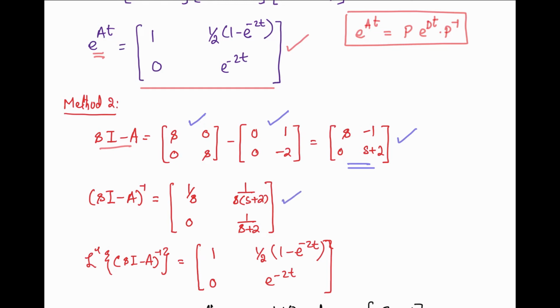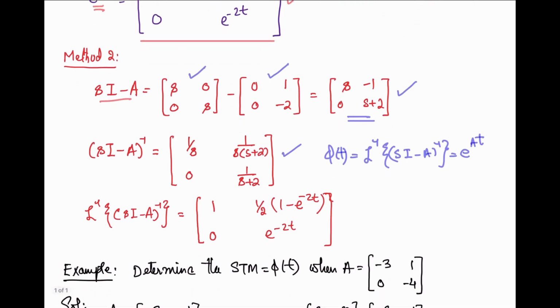Right? So once you get the inverse, then we know that Laplace inverse of (sI minus A) inverse is basically your state transition matrix phi(t), or e raised to the power At exponential matrix. So if you take the Laplace inverse of this one, you will get the state transition matrix. Laplace inverse of 1 by s is 1. For this one, you can first make the partial fractions and then find out the Laplace inverse. And for this it is 0, and the Laplace inverse of this one is e raised to the power minus 2t. So this is the state transition matrix.